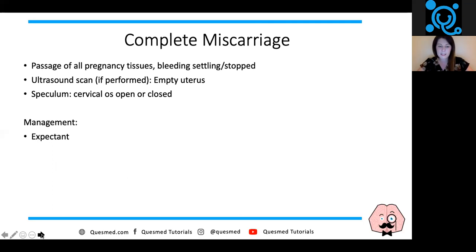A complete miscarriage occurs when, following a pregnancy loss, all of the products of conception have been expelled from the uterus and bleeding is settling or has already stopped. An ultrasound scan, if performed, would show an empty uterus. And on speculum examination, the os might remain open or it might have closed up again. If well, these patients can usually be discharged following counselling.